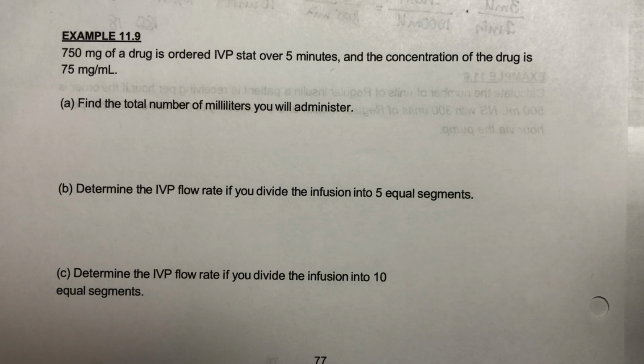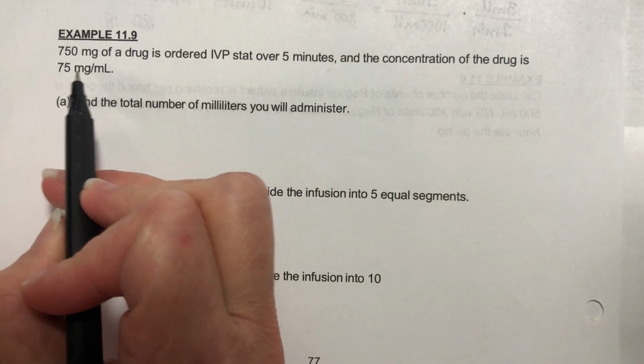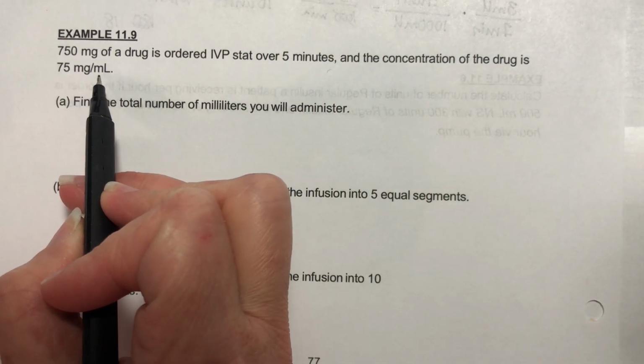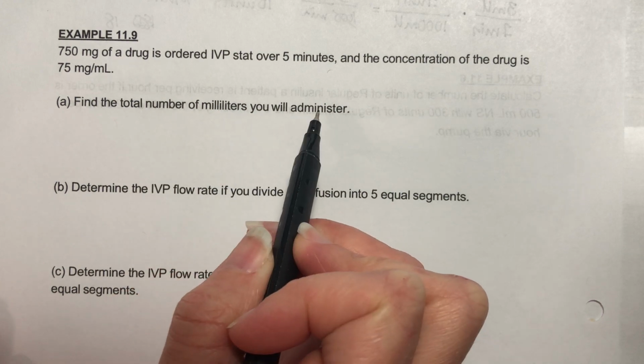Chapter 11, Part 4. The doctor has ordered 750 milligrams of a drug to be given over 5 minutes. The concentration of the drug is 75 milligrams per milliliter. Find the total number of milliliters you will administer.